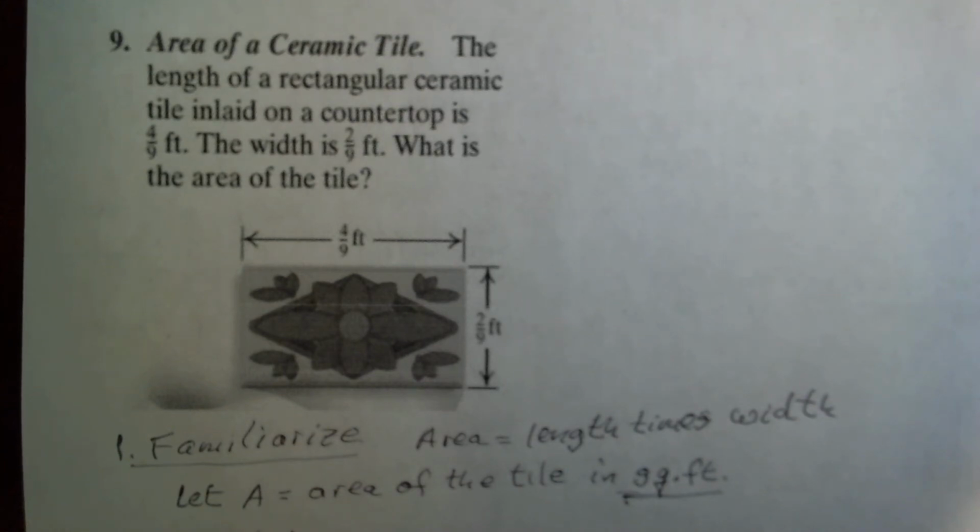And then number 3, the step would be to solve. So A equals 4/9 times 2/9, or, let me write it down, 4 times 2 divided by 9 times 9. So it's equal to 8. 4 times 2 is 8, divided by 9 times 9, which is 81.